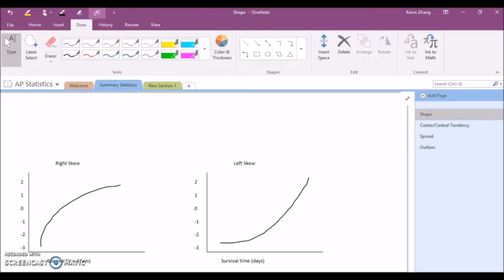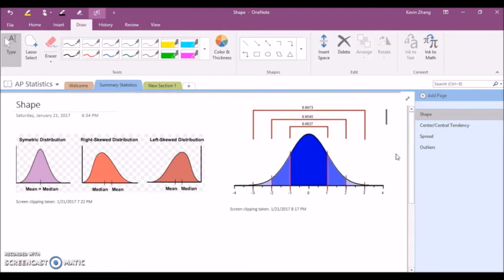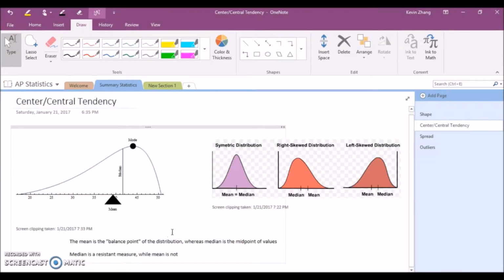Alright, so now that we're done talking about the shape, we can go look at center and central tendency. The mean is the balance point of the distribution. To calculate it, the mean would be the sum of all of the numbers divided by the number of numbers, whereas the median is the midpoint of the values. We see that the median is called a resistant measure. And the reason for this is that it is less affected by extreme values than the mean is.